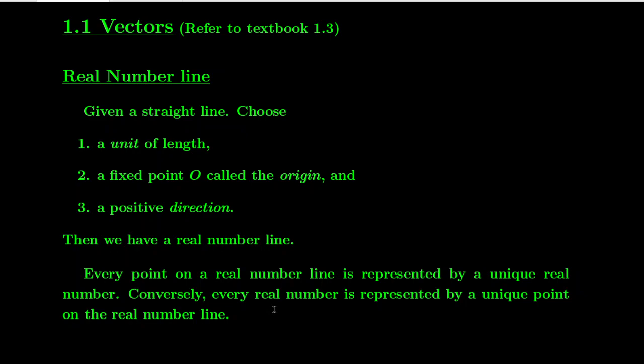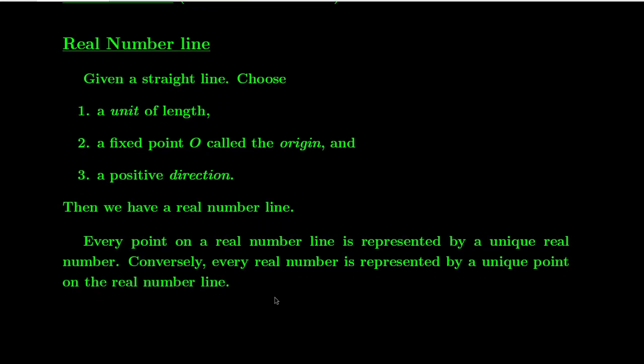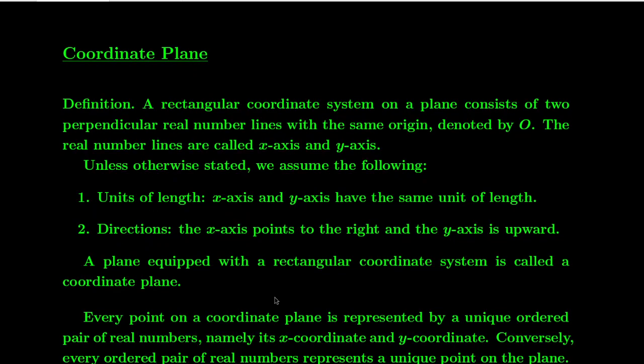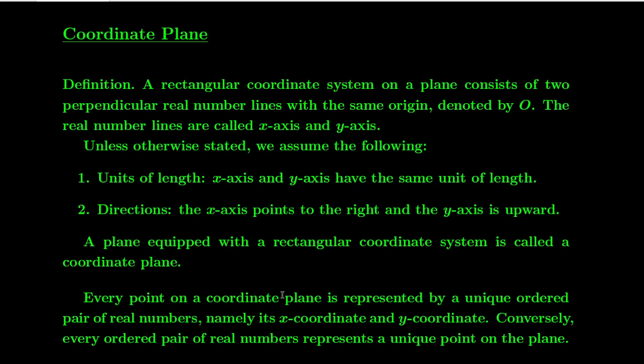After talking about the number line, which is a one-dimensional thing, later on in this course you are going to have a much better understanding of what we mean by dimensions. And then we go to higher dimension. In higher dimension, we talk about the coordinate plane. Some people call it a rectangular coordinate plane or Cartesian coordinate plane. Cartesian is a name.